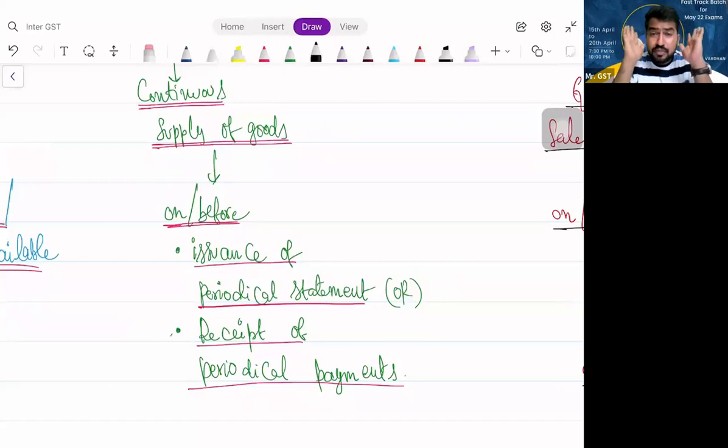Here the point is not whichever is later. Here the point is according to your practice, according to your agreement. Clear? So it can be either issuing periodical statement or it can be the receipt of payments. That can be your practice. Whichever is convenient for you, you can proceed accordingly. Invoice should be raised before that or at that particular point of time. Clear? Shall we proceed? What is the another possibility?